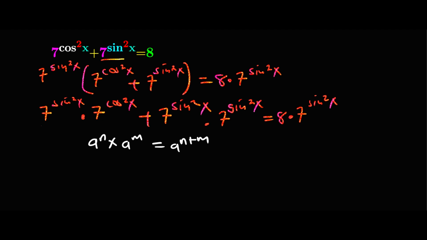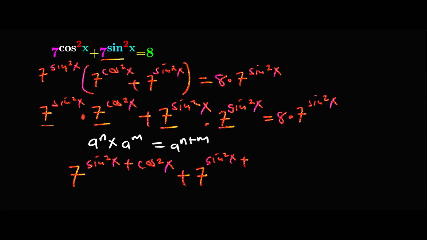So for the first one, we have 7 raised to sine squared of x and 7 raised to cos squared of x. So we just have 7 raised to sine squared of x plus cos squared of x plus the second pair, that is 7 raised to sine squared of x and 7 raised to sine squared of x. That will be 7 raised to sine squared of x plus sine squared of x. So we have sine squared of x there. And then on the right hand side, we'll have 8 times 7 raised to sine squared of x.